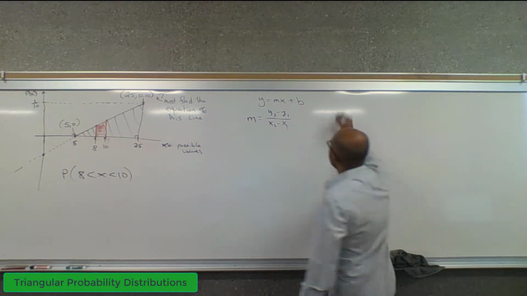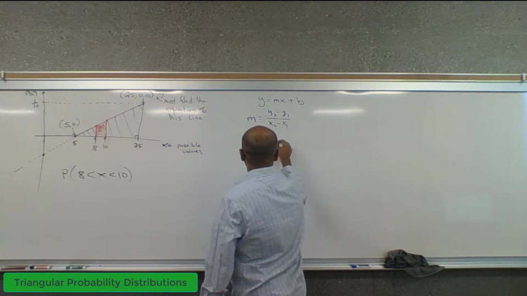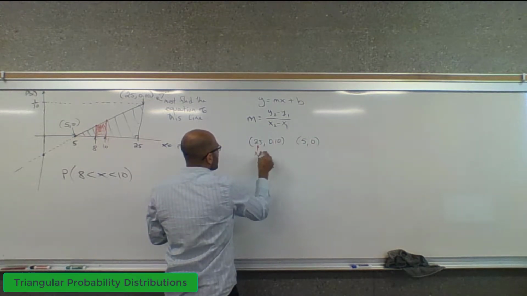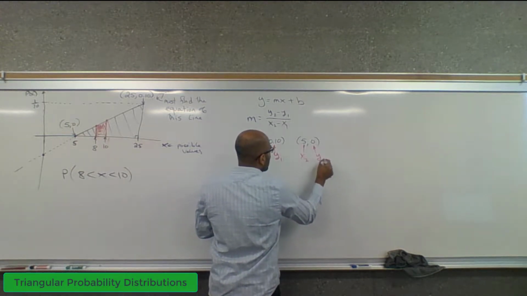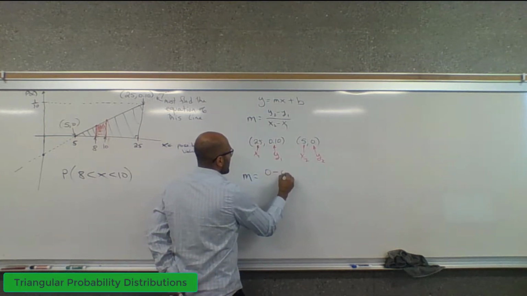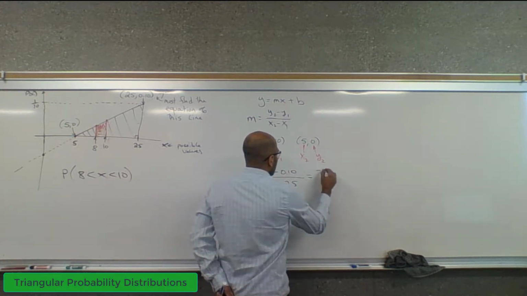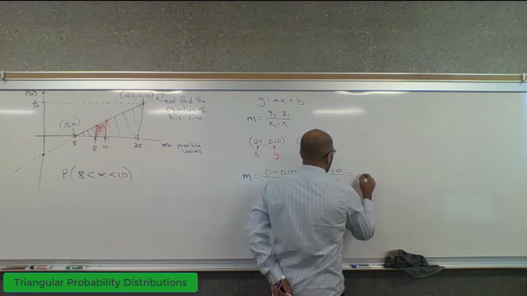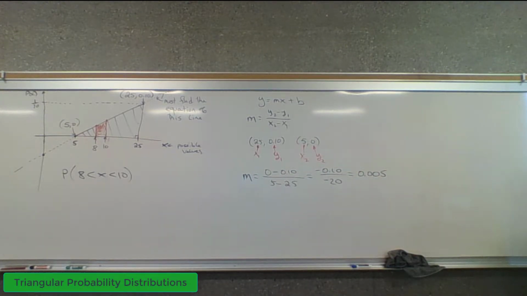Okay, so we need some points. The 2 points that we're working with are (25, 0.10) and (5, 0). So here is my x1, y1, and here is my x2, y2. And so m is going to be equal to (0 minus 0.10) divided by (5 minus 25), which is negative 0.10 divided by negative 20, which equals positive 0.005. I think. We good?